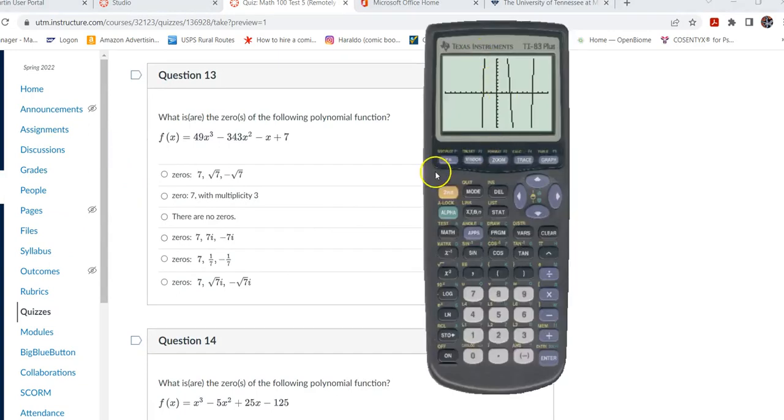All right, what are the zeros of this polynomial function? Again, look at it in the graphing calculator. So let me get rid of this. So we're going to have 49x cubed minus 343x squared minus x plus 7. And I'm going to start with a zoom 6.